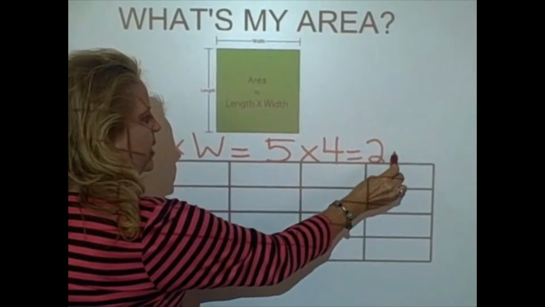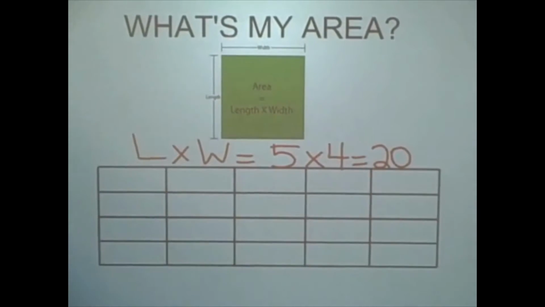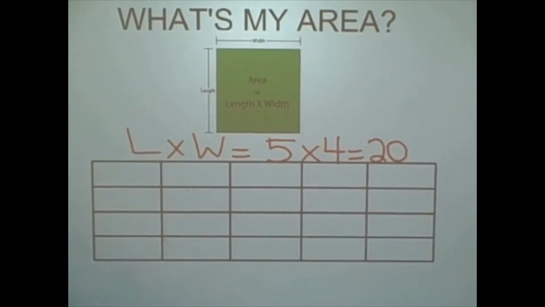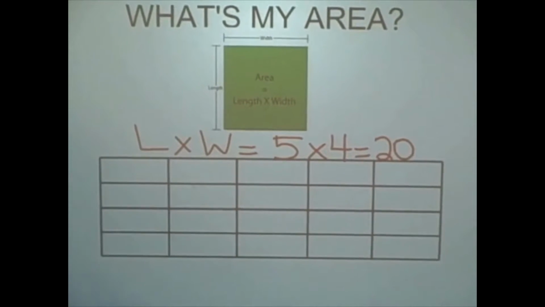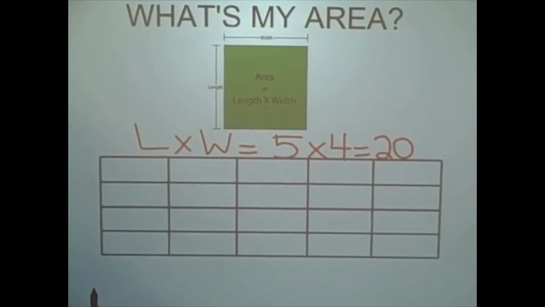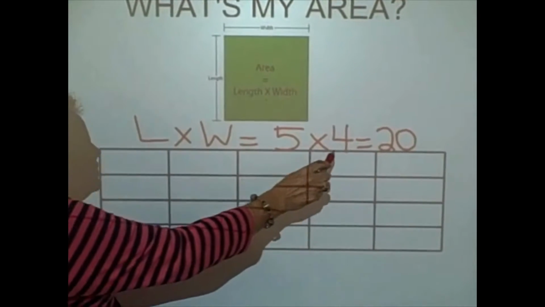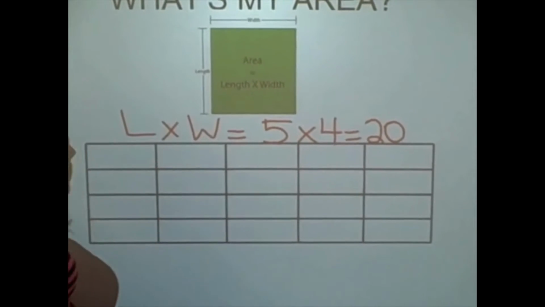So I would multiply the length times the width, which would equal the product, which would give me 20. Now, just a few minutes ago, when I was counting the square units inside, I got the total of 20. And that matches my number sentence that tells me the length times the width is 5 times 4, which equals 20.